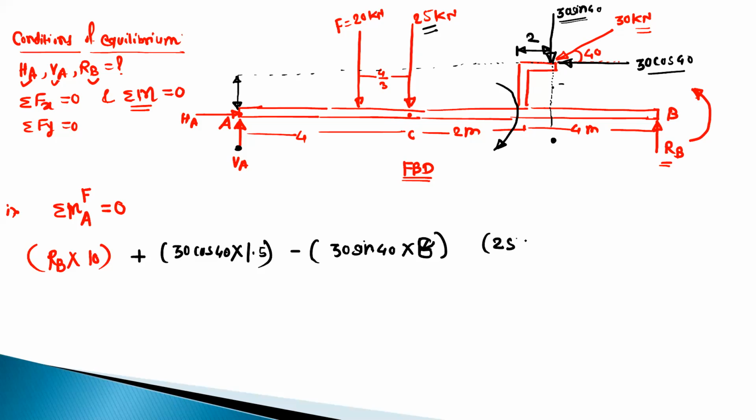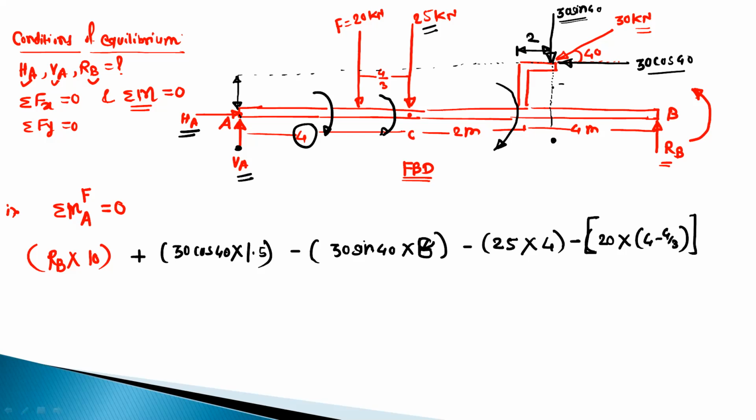So force is 25 into distance is 4 meter. And again, this moment is clockwise. So this is minus. Next is 20 into perpendicular distance. This is 4 and this is 4 by 3. So it is 4 minus 4 by 3. And again, this moment is clockwise. So this is minus. And moment by this HA and VA about point A is 0.